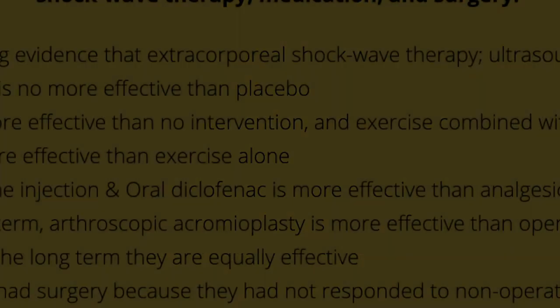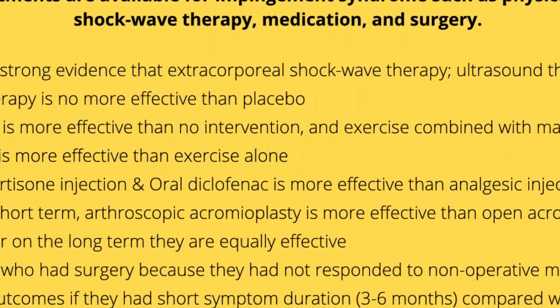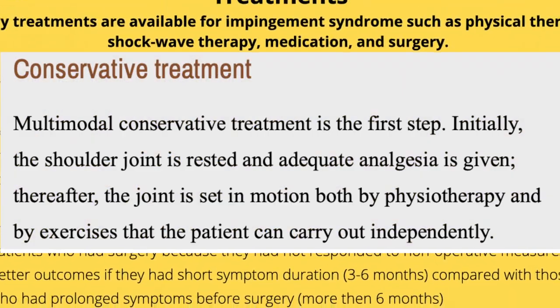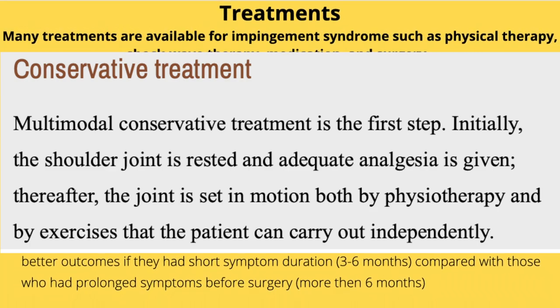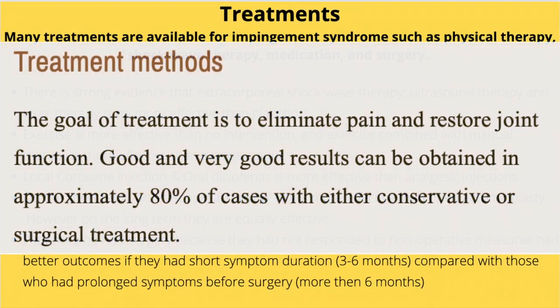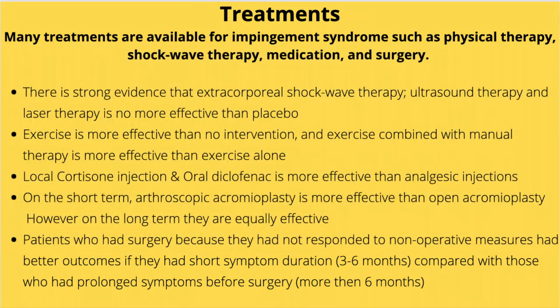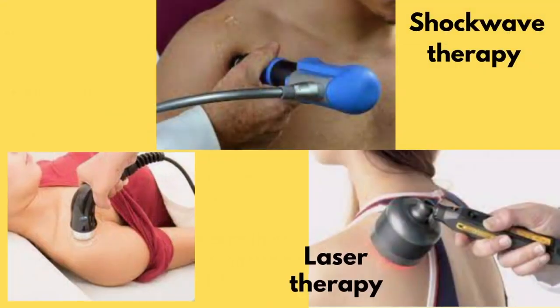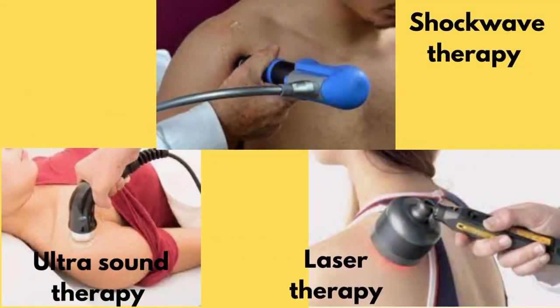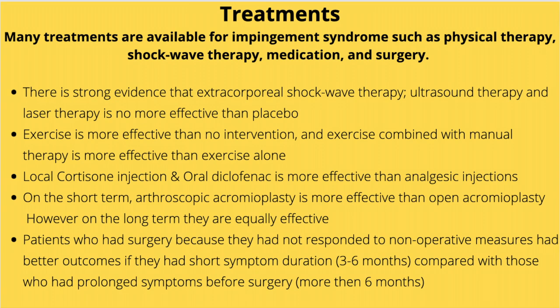And now let's talk about the treatments. There are many treatments, starting from physical therapy, shockwave therapy, medication and surgery. And these treatment modalities, of course, are going to change according to the cause of the subacromial impingement. Moreover, there are some very interesting points that the research is showing. First of all, there is strong evidence that shockwave therapy, ultrasound therapy and laser therapy are no more effective than placebo. Personally, I disagree with this point, because I think that these are good treatment modalities that are worthwhile to try.